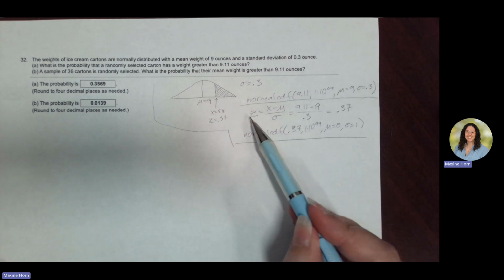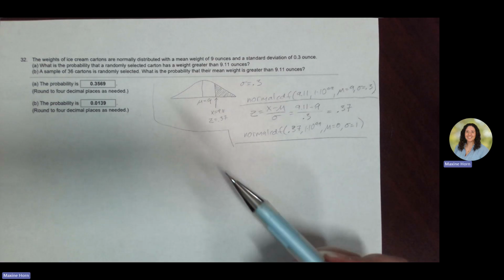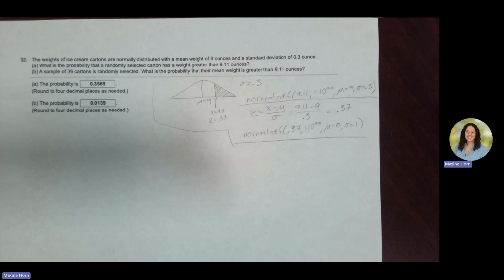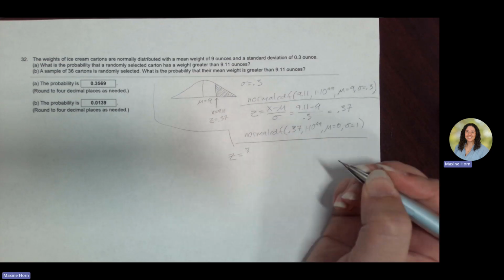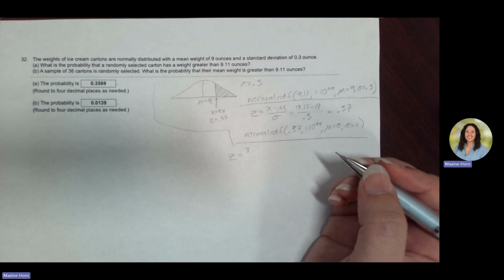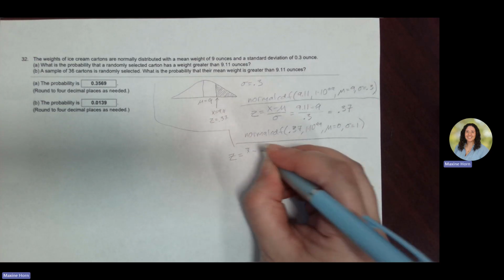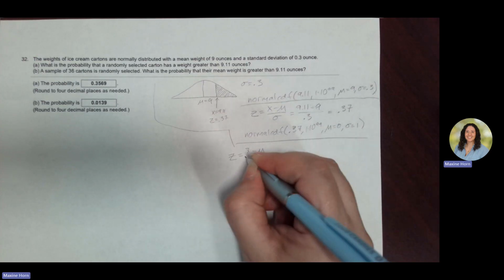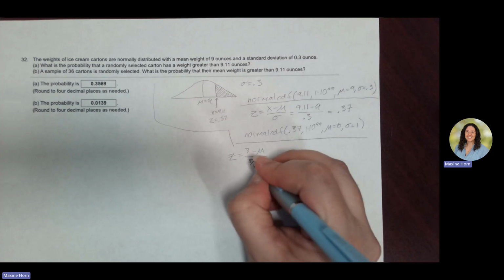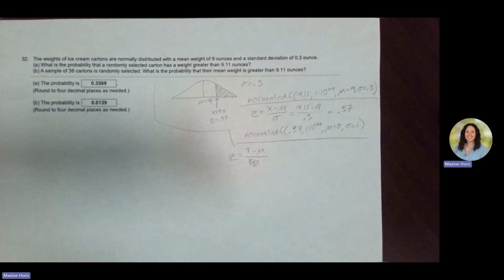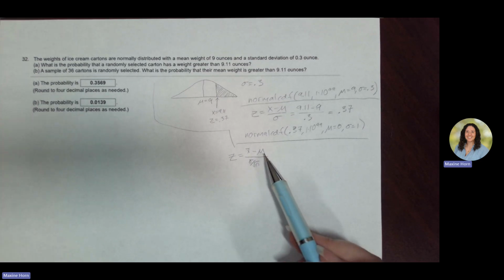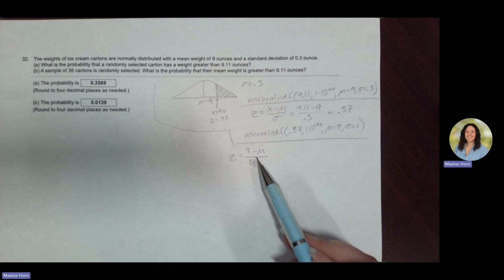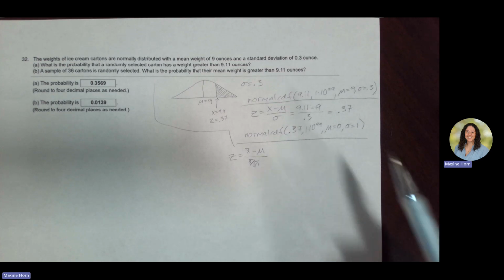So similarly to part A, where we had to first find a z-score, we have to first find a z-score. But this z-score is that super fun formula, right? Where we say the mean of the samples minus the population mean over the standard error of the mean, right? That's what we have here. The mean of the samples minus the population mean over the standard error of the mean, which is the standard deviation divided by the square root of the sample size. Okay.